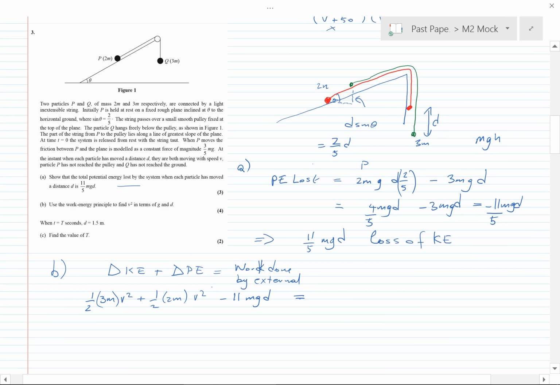Now the work done is equal to, we are given a frictional force, 3/5 mg. So it's going to be 3 over 5 mg times the distance d, but it's negative because friction is going to reduce the overall mechanical energy in the system. So we've got a negative sign there. Okay, so I'm going to do a bit of cancelling again. So m cancels.